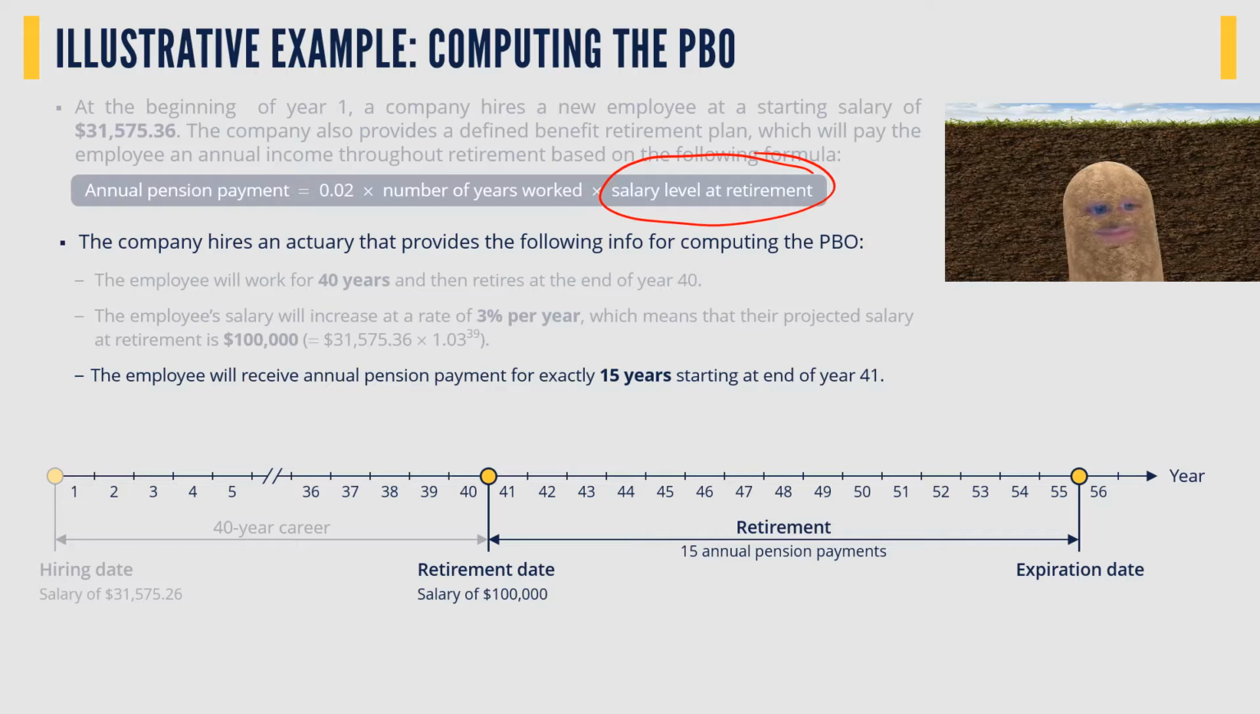So the employee will receive an annual pension payment for exactly 15 years. In other words, they'll compute the annual pension payment based on the formula above, and whatever that number is, the employee will receive that amount of income each year for 15 years, and then in year 55, they turn into French fries. They permanently retire or they expire.